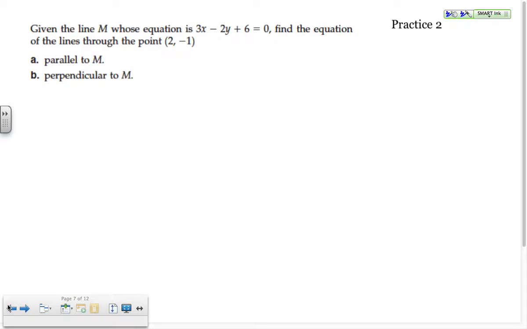It says, given the line m whose equation is 3x minus 2y plus 6 equals 0, find the equation of the line that goes through the point (2, negative 1). Right? You should be able to find this equation, the very first one, in slope-intercept form, and then use that information to find parallel and perpendicular slopes. I should not have to spell every little thing out for you, okay?